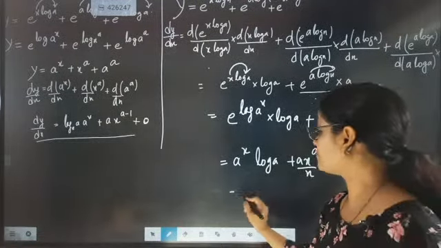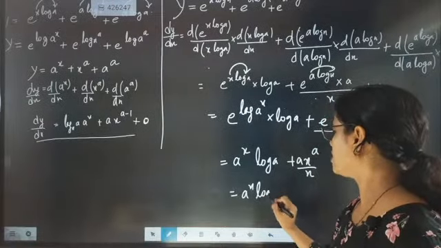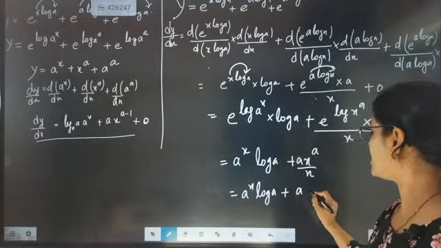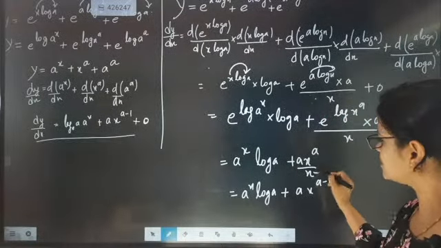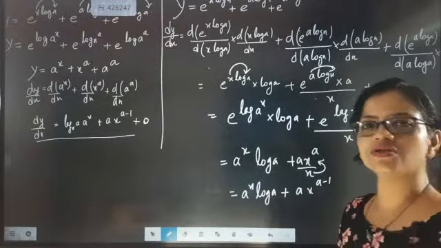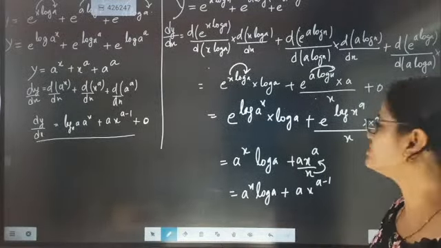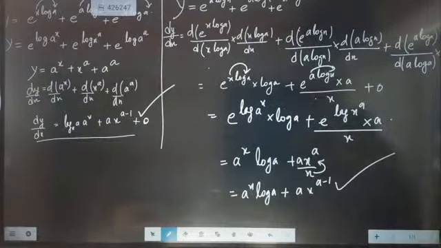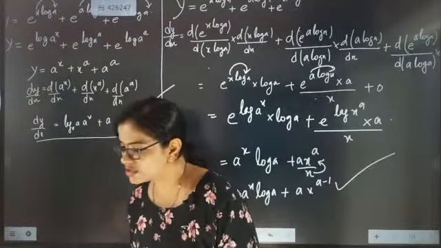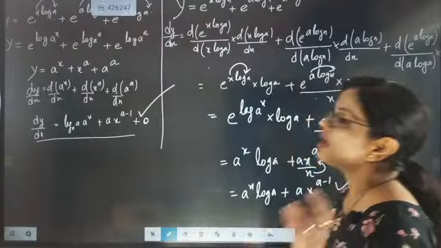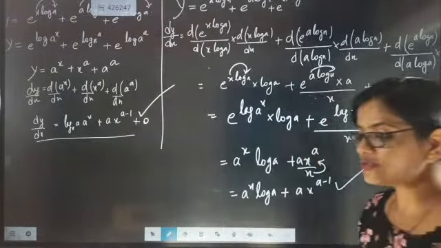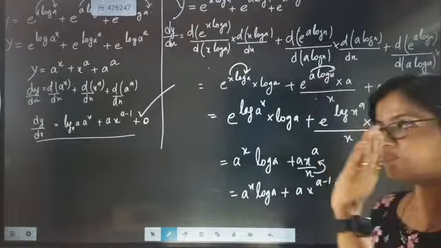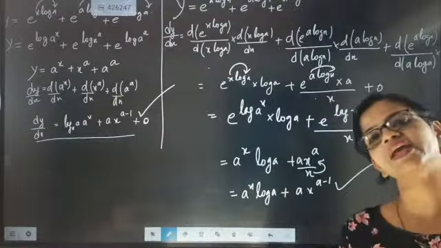One last step: a to the power x log a plus a x to the power a minus 1. When this x goes up, it has just the opposite reciprocal, meaning coming up means minus 1. See this answer and see this answer, isn't it matching? So either you use the formula, or you can use the main method by just playing with exponential and log.